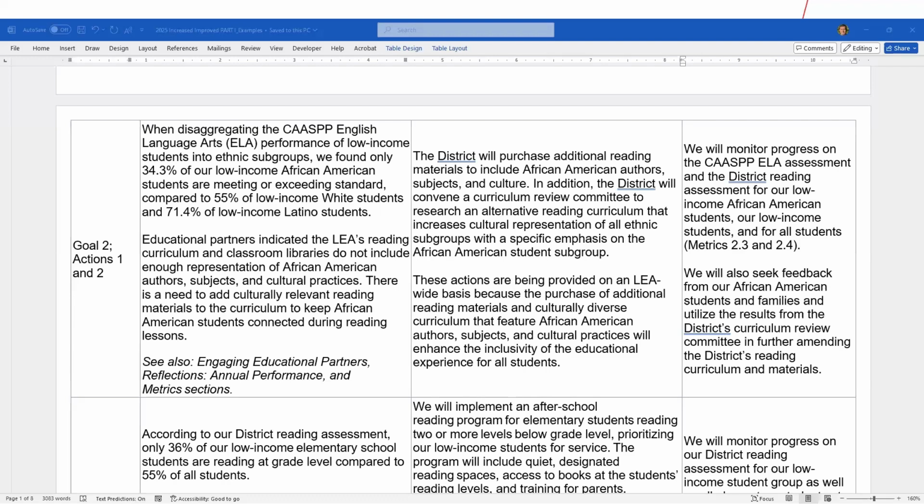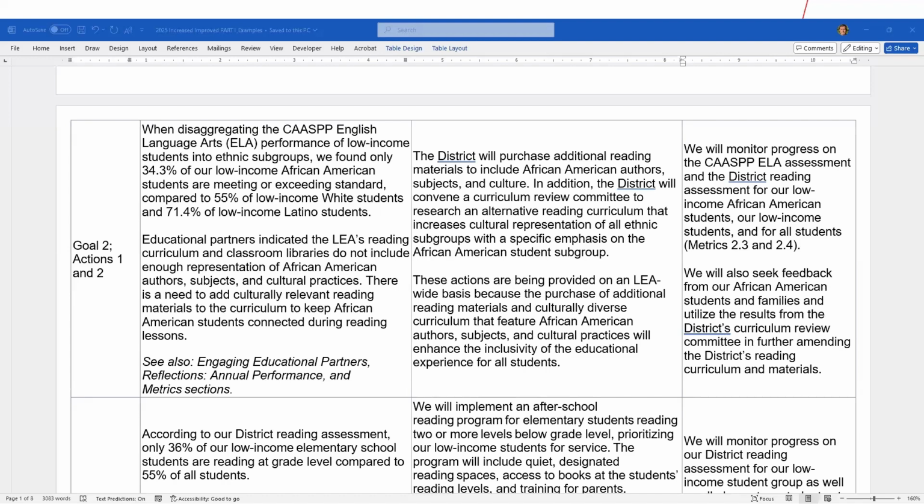So what is the district going to do? The district will purchase additional reading materials to include African-American authors, subjects, and culture. In addition, the district will convene a curriculum review committee to research an alternative reading curriculum that increases cultural representation of all ethnic subgroups with a specific emphasis on the African-American student group. That summary right there is reflective of Goal 2 Actions 1 and 2. Again, if this was a full LCAP, if I was to go back up to Goal 2 and look at Actions 1 and 2, that's what they would be: the additional reading materials, and the district curriculum review committee. That's what they would be right there.